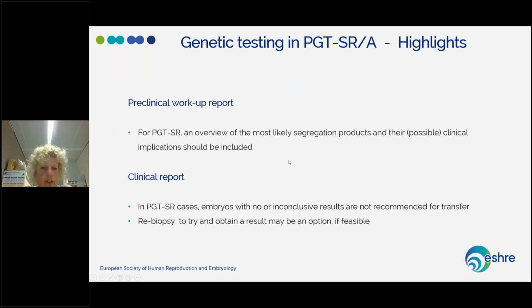So for the preclinical workup report, it was felt that for PGT-SR, an overview of the most likely segregation products and their possible clinical implications should be included. And that for the clinical report in PGT-SR cases, embryos with no or inconclusive results are not recommended for transfer, and that rebiopsy to try and obtain a result may be an option if feasible.